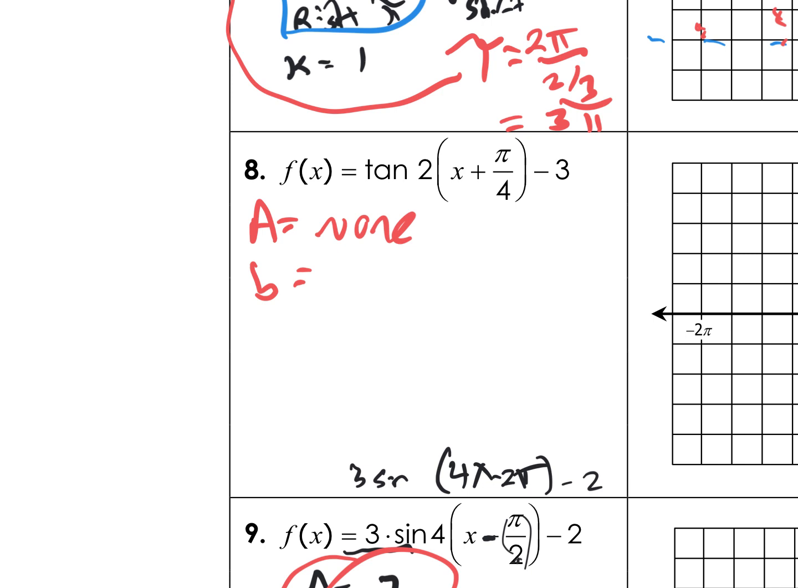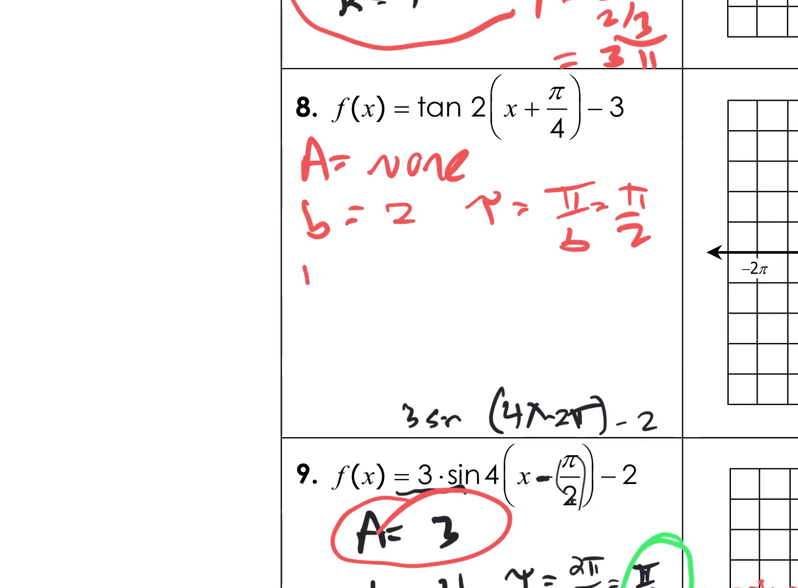I'll just go fast on my own and get them both done. Just a 2. So my period is pi divided by B. Pi divided by 2. So that's where my period is. It's going to take that long to finish between the 2 asymptotes. There's 90 degrees between the 2 points.